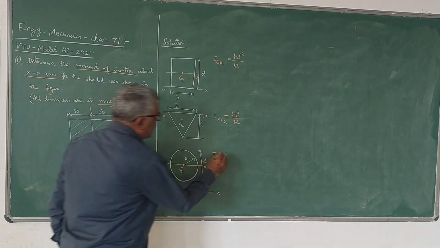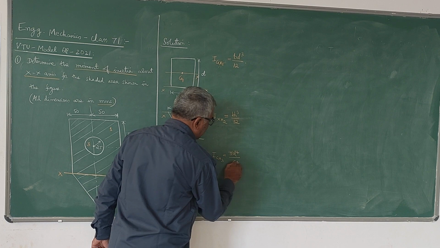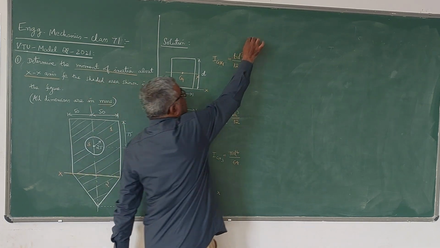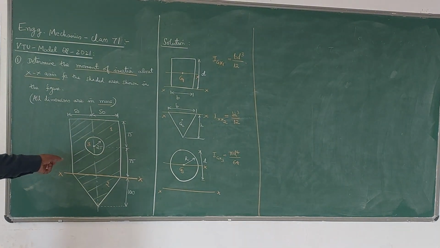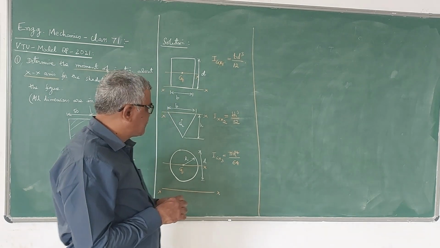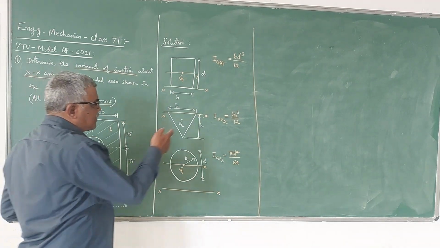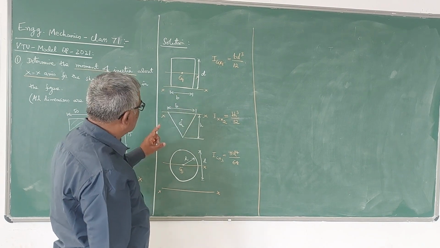Igx3 will be pi d power 4 by 64. So these three formulae you should be knowing. Then only you can find out the moment of inertia of this composite section about any required reference axis. So here, these three we have derived, and you should be knowing this for standard sections.